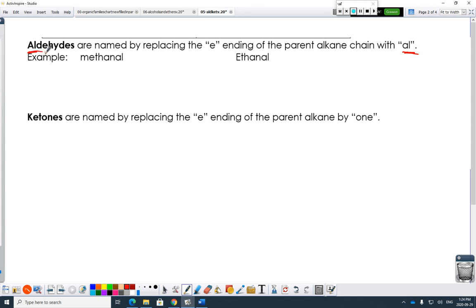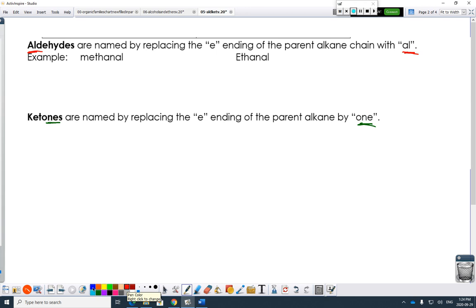So just like alcohols, aldehydes, the ending is -al. Ketones, the ending is -one. You change the ending to -one. Because ketones have a different place they can be, you do have to include the number, but for aldehydes, it has to be at the end, has to be number 1.